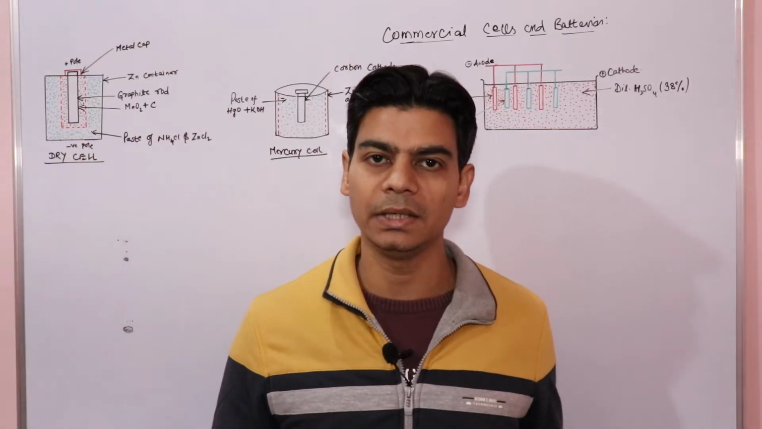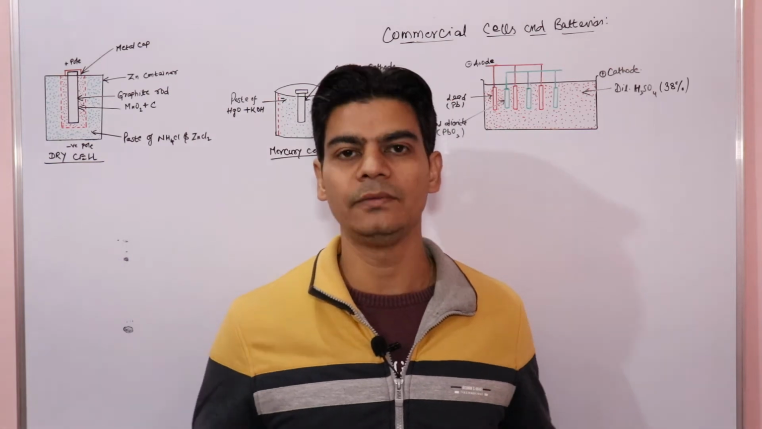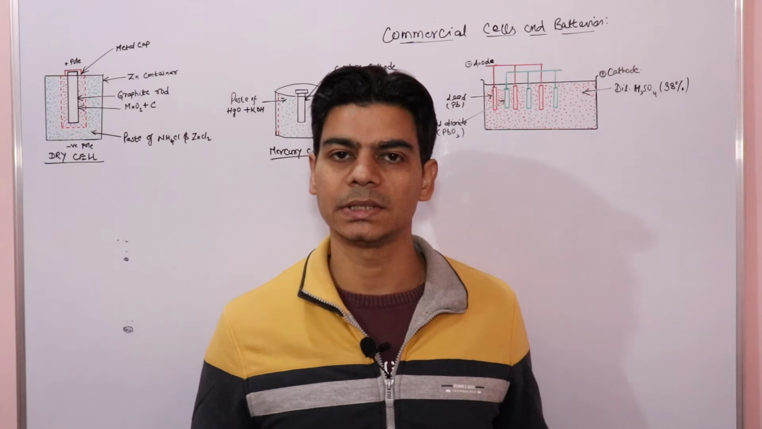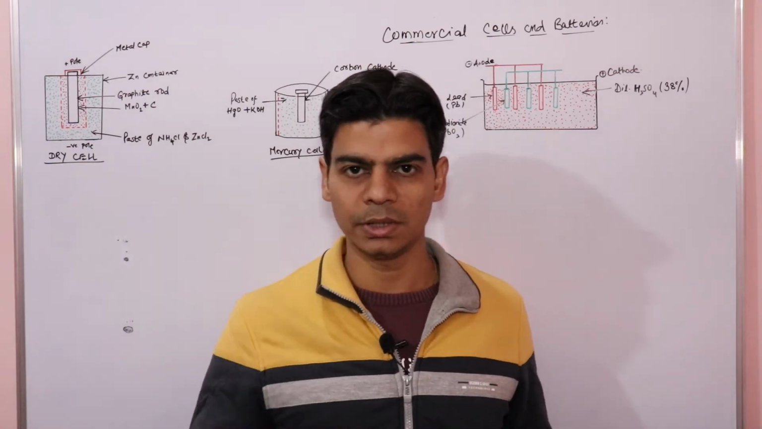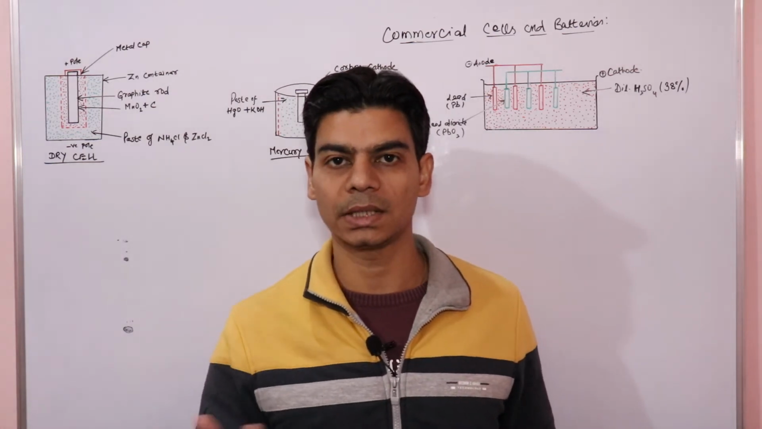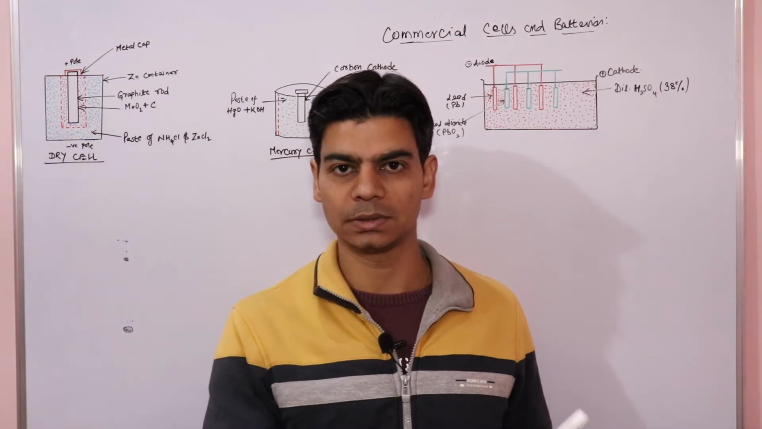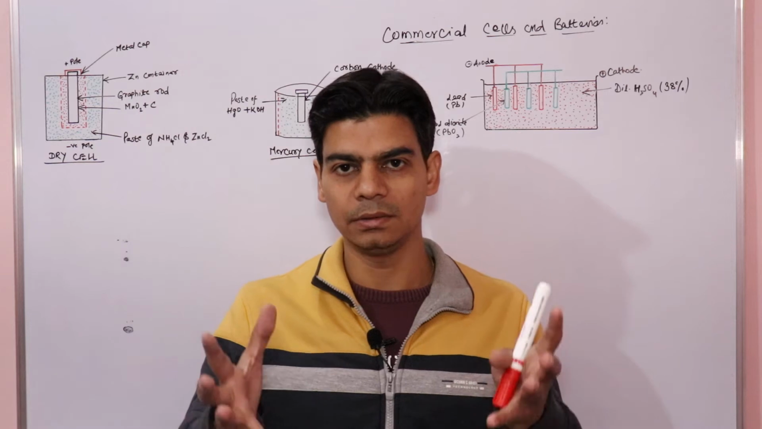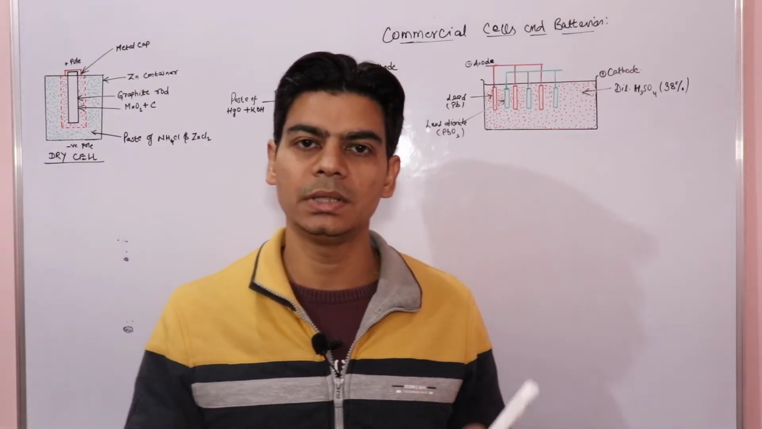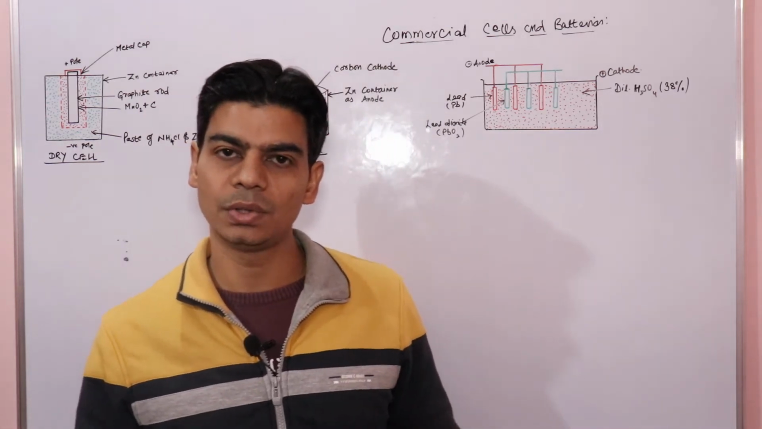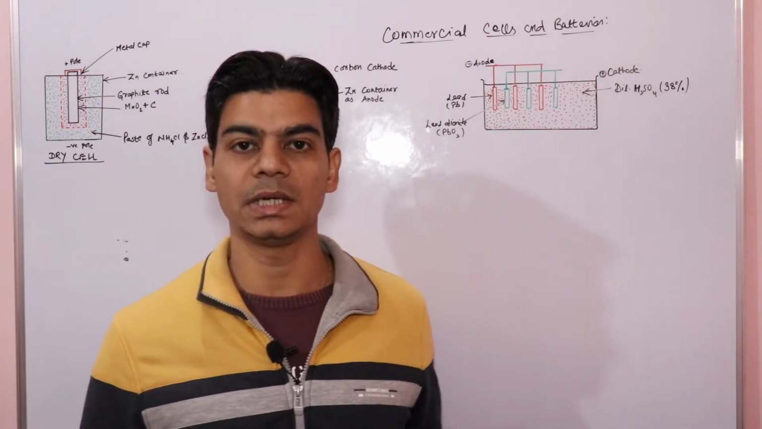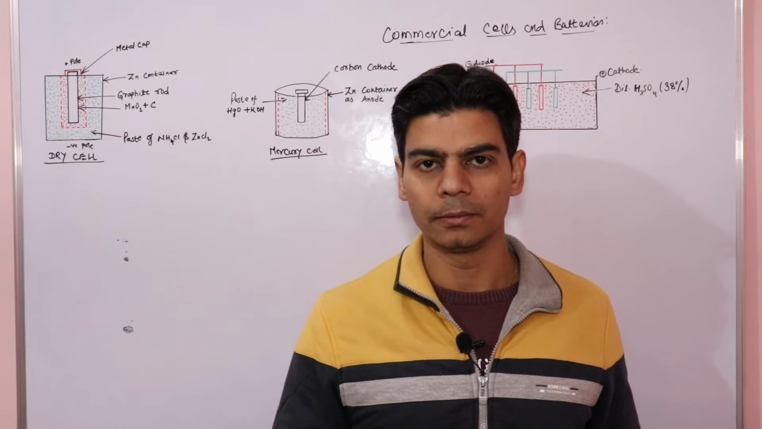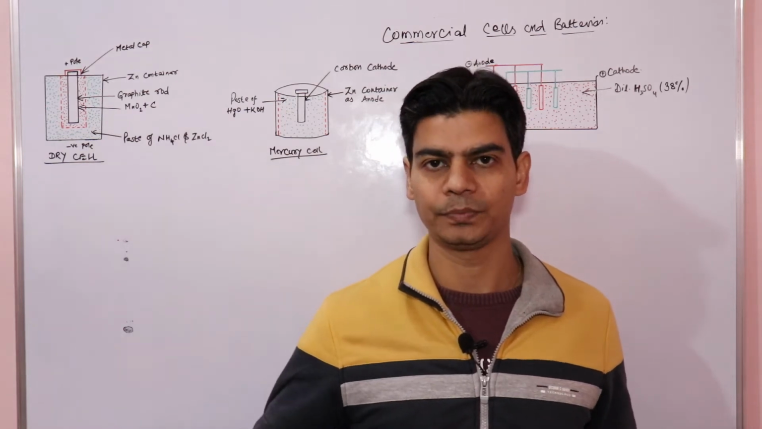We have gone through the Daniel cell, how the galvanic cell works. There we said that a redox reaction is taking place, due to which it works. A spontaneous redox reaction takes place, due to which this galvanic cell works. And this spontaneous redox reaction is utilized in these cells and batteries. That is why they work on their own and produce electricity.